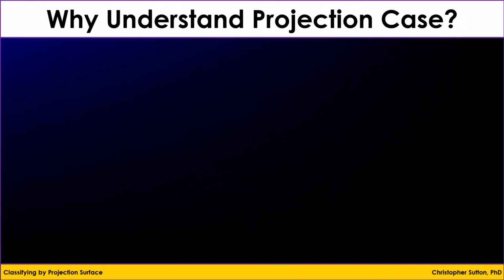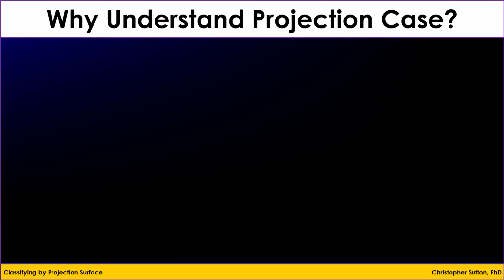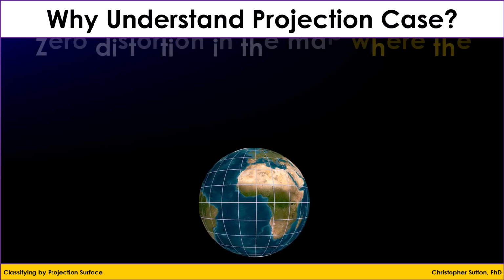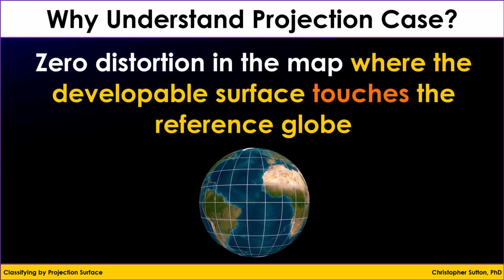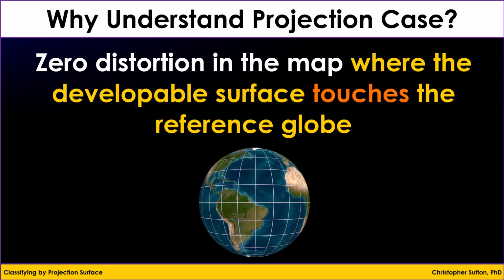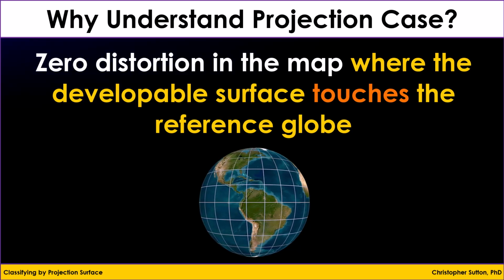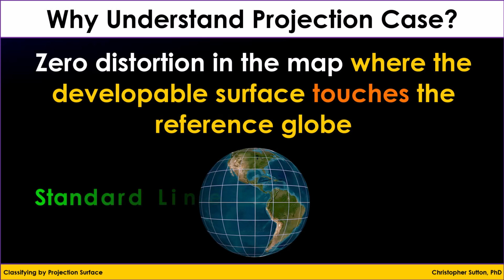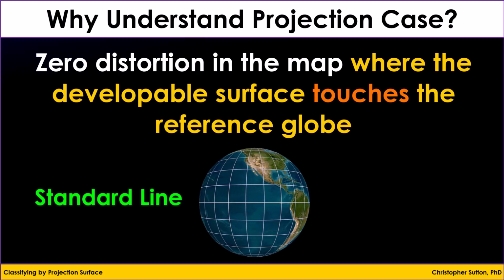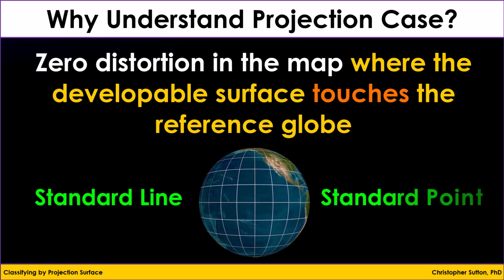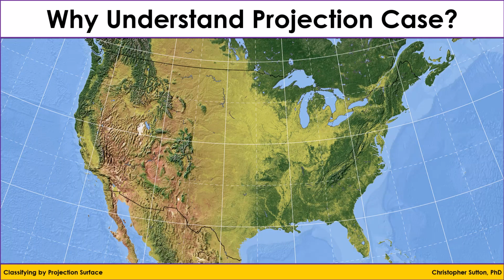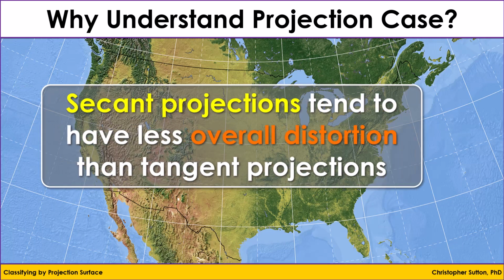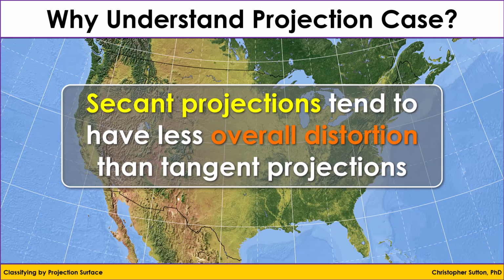What is the importance of understanding projection case? One of the most important things to be aware of is that there is zero distortion in the map where the developable surface touches the reference globe. If the contact is along a line, that line is called a standard line. If the contact is at a point, that point is called a standard point. If the map you are making covers a large area, secant case projections tend to have less overall distortion than tangent case projections. Let's examine the distortion of these three surfaces with the tangent case and then the secant case.